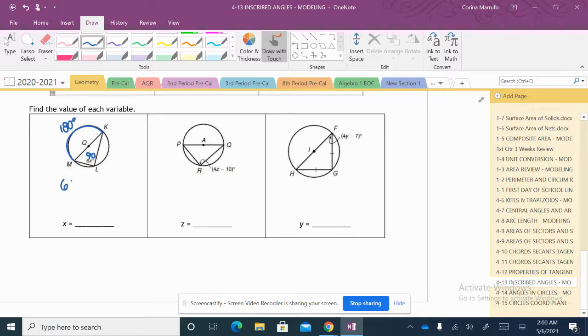So for solving for x, we do 6x equals 90, and we divide both sides by 6, and we get x equals 15. This next one, again, this is half the circle, so that means that this is 180 degrees, which makes this inside angle 90, half of that. So if 4z minus 10 is equal to 90, we're going to solve for z first by adding 10. We have 4z equals 100. We divide both sides by 4, and we get z equals 25.